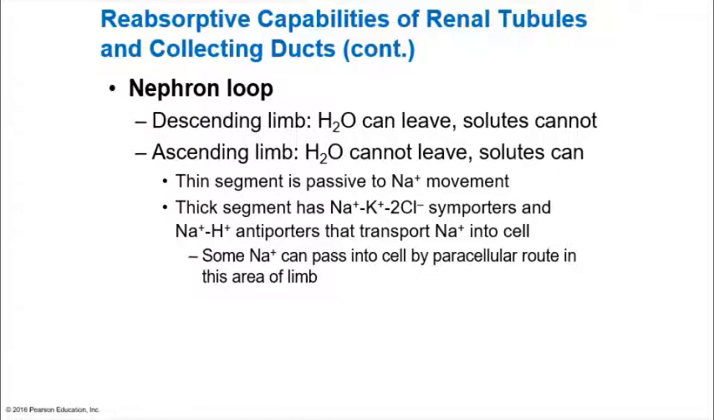All right, so that's what's getting reabsorbed in the nephron loop. Keep it simple. In the descending limb, water gets reabsorbed. In the ascending limb, it's going to be ions, particularly sodium, potassium, and chlorine.